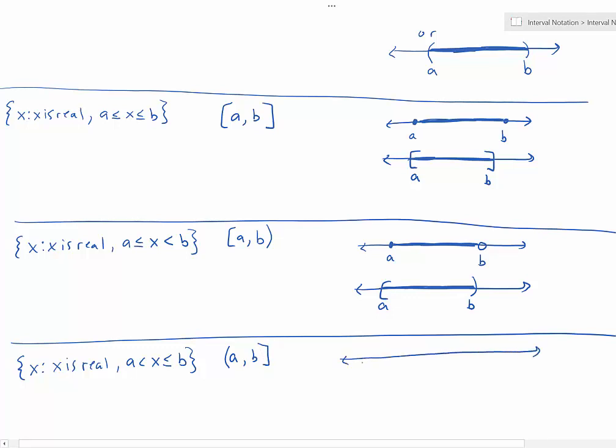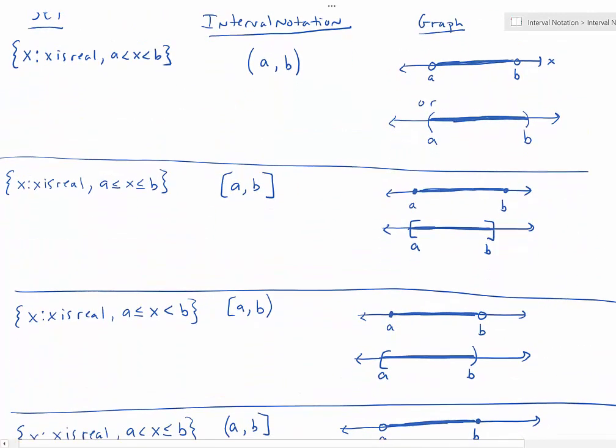Graphically, on the number line, we would draw now a hole at a, and then a closed dot at b, and then shade everything in between. Or we could draw the number line depicting this set as a parenthesis at a, bracket at b, and everything in between. So that's the four different combos when you have endpoints that are real numbers and using interval notation.